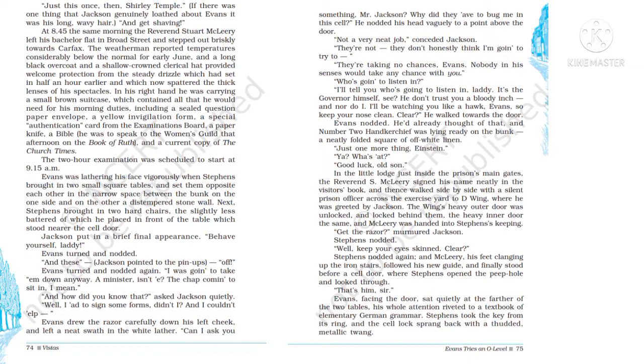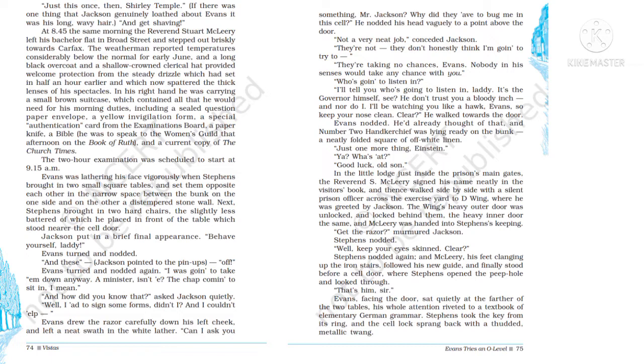Then we get to know about the invigilator, Reverend Stuart McCleary. At 8:45 the same morning, McCleary left his bachelor flat in Broad Street and was going to the Oxford prison for taking Evans' examination. So when he was going to the prison, he carried many things with him.